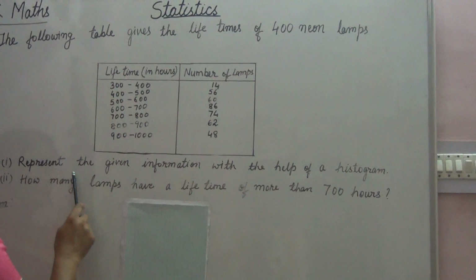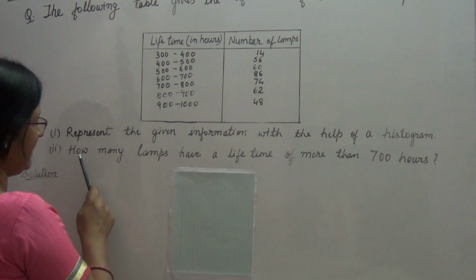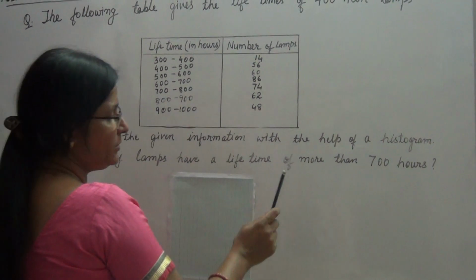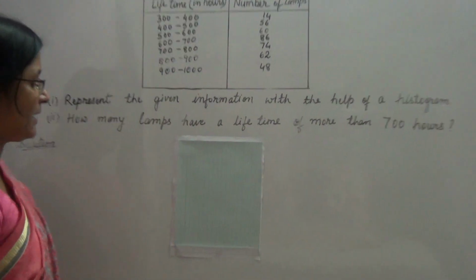We have to represent the given information with the help of a histogram, and also we have to find how many lamps have a lifetime of more than 700 hours. So children, for this we need to draw the histogram on the graph paper. Here I am going to show how to draw the histogram, and you must be knowing the difference between a bar graph and a histogram. Bar graphs are used to represent individual information, but here it is in the form of class intervals, and in fact continuous class intervals.